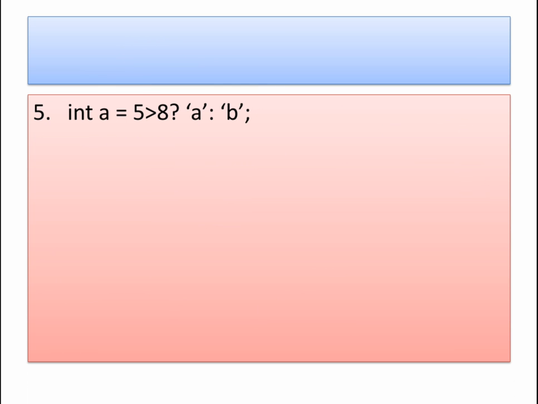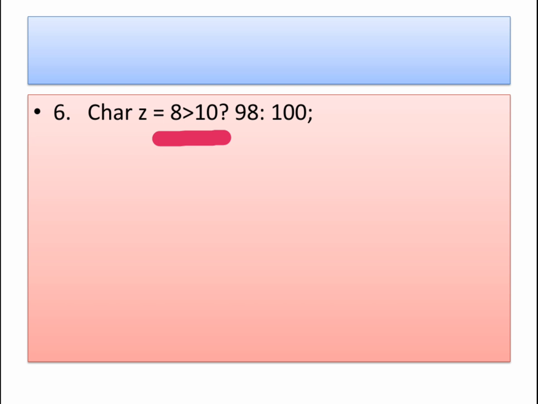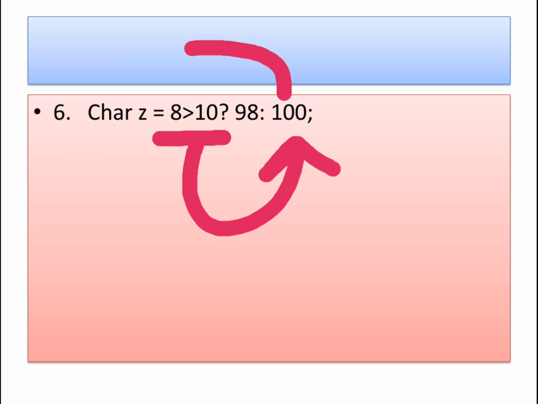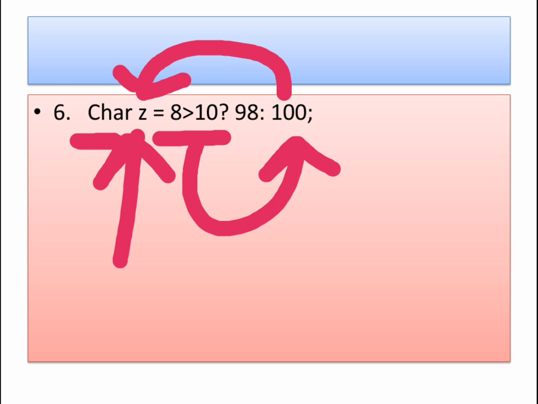Okay. See this next one. 8 greater than 10, true or false? Obviously false. So where will it go? The third part, 100. Now 100 will be assigned to z. But again the problem is z is a character data type. So in z only a character will be stored. 100 is not a character. So 100 is the Unicode of which character? a, b, c, d. Start with 97, 97, 98, 99, 100. So it will be d. In z, the d will be stored with single quotes. Is it okay with you?